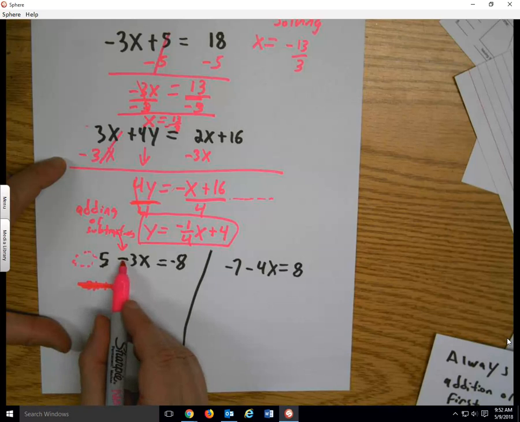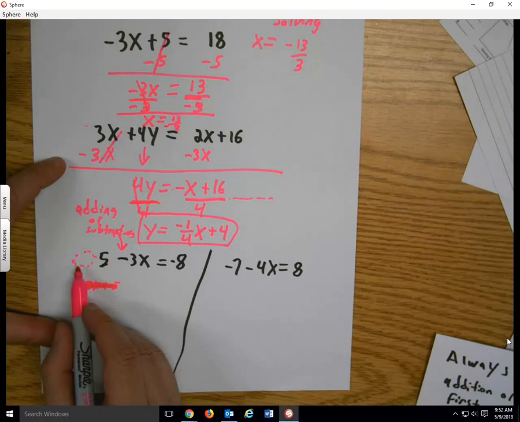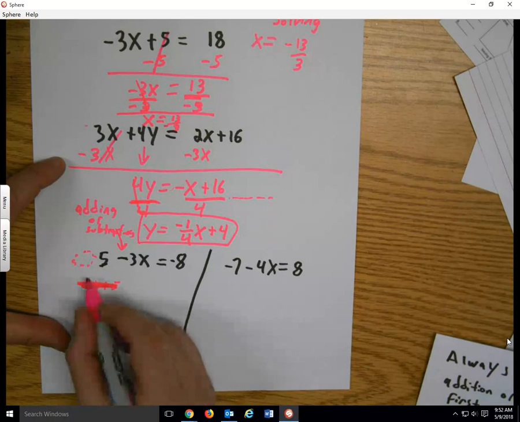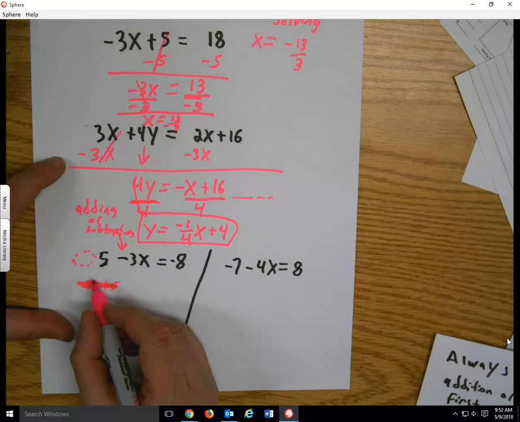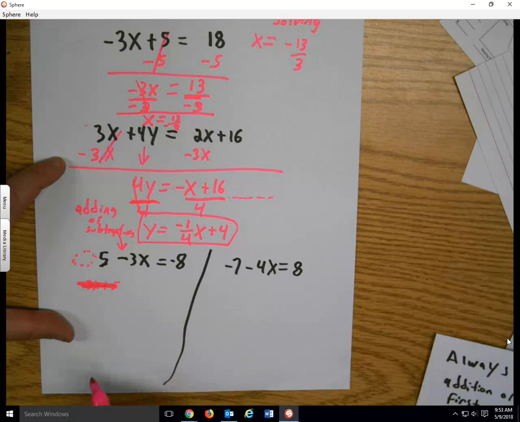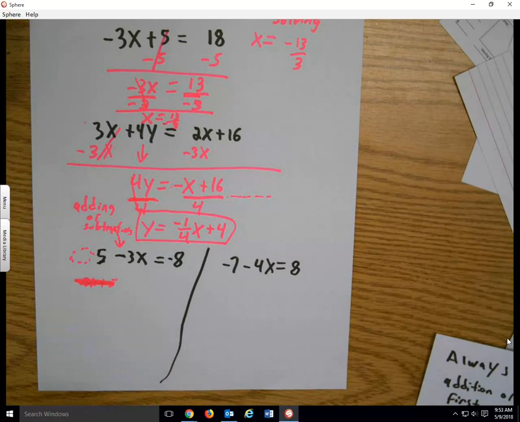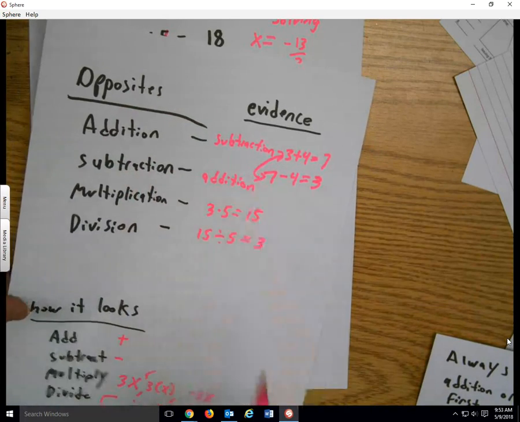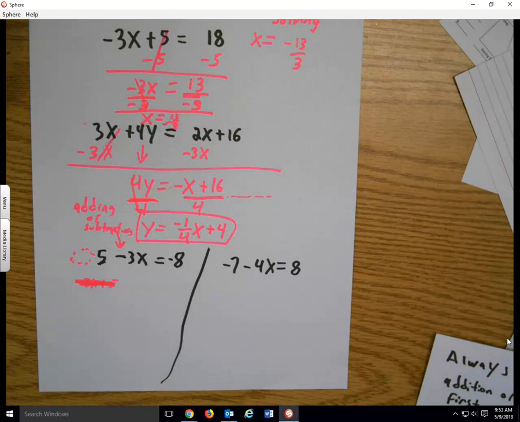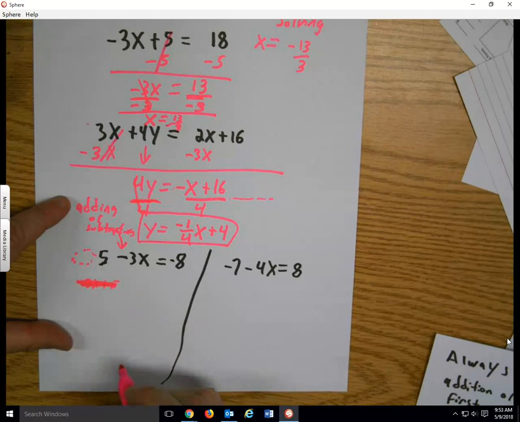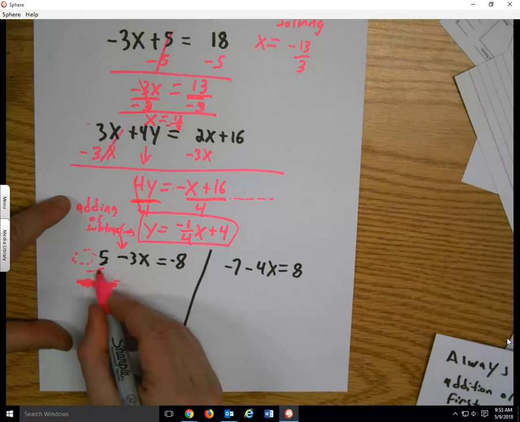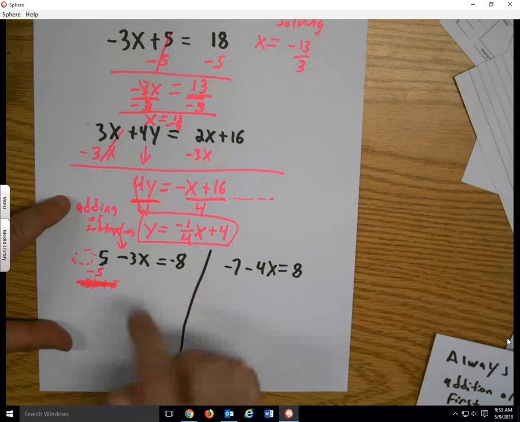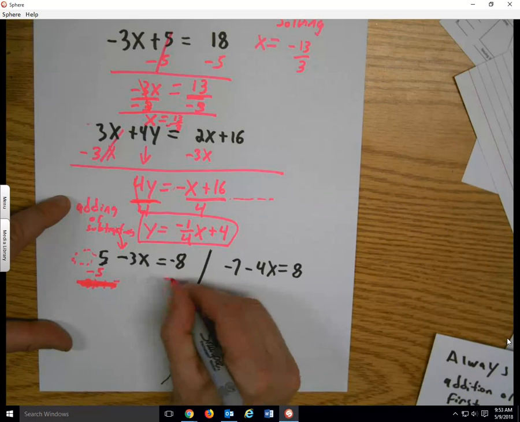So this negative is telling me that I'm adding or subtracting, and this 5 is telling me that it's a plus 5. How do you undo a positive 5? You do the opposite. What did we say the opposite of addition was? The opposite of addition, we said, was subtraction. So we're going to subtract this 5. And the reason you're doing the opposite is because they're on opposite sides of the equal sign. So a negative 5 here and a negative 5 here.